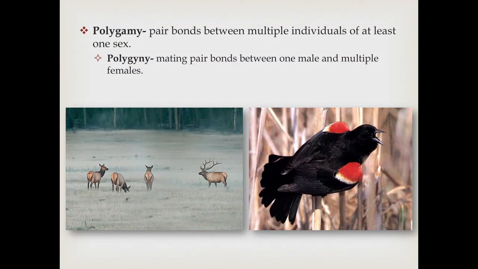Polygamy is a general term that refers to pair bonds between multiple individuals of at least one sex. And so we can subdivide polygamy depending on the numbers of individuals of each sex that are involved. The most common form of polygamy is polygyny. Poly means many, gyne refers to females. And so this is a mating system between one male and multiple females. So elk are a good example of this. The males will battle each other for control of a harem of females. Red-winged blackbirds are a good example of this in birds, in which males will defend territories and try to recruit a number of females to establish nests in their territory.